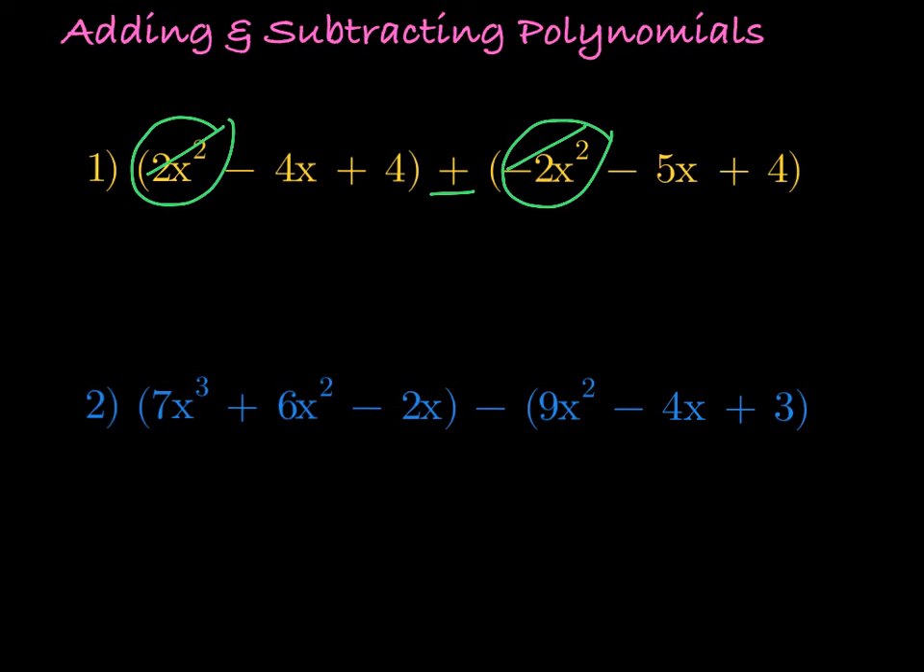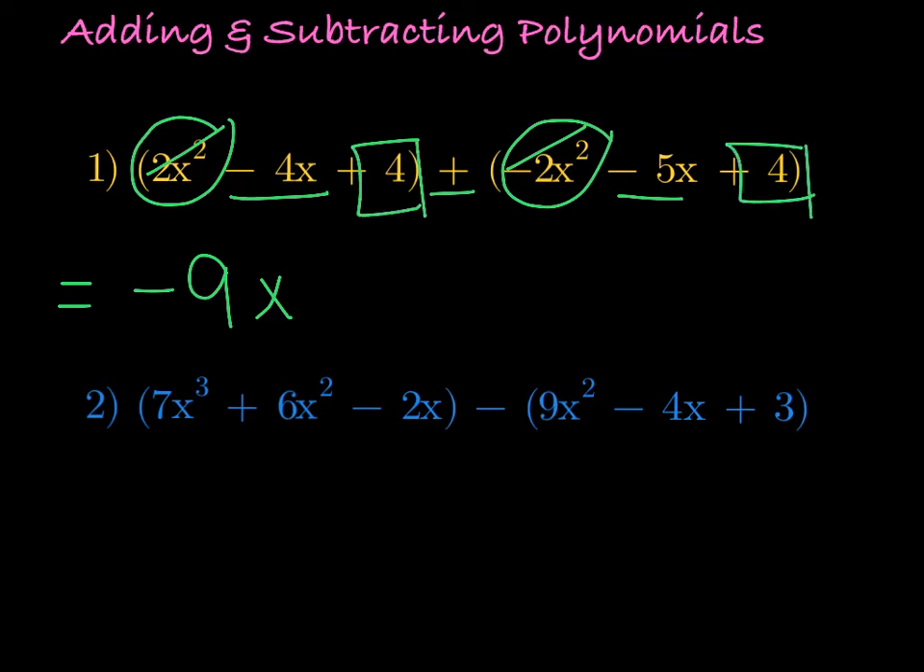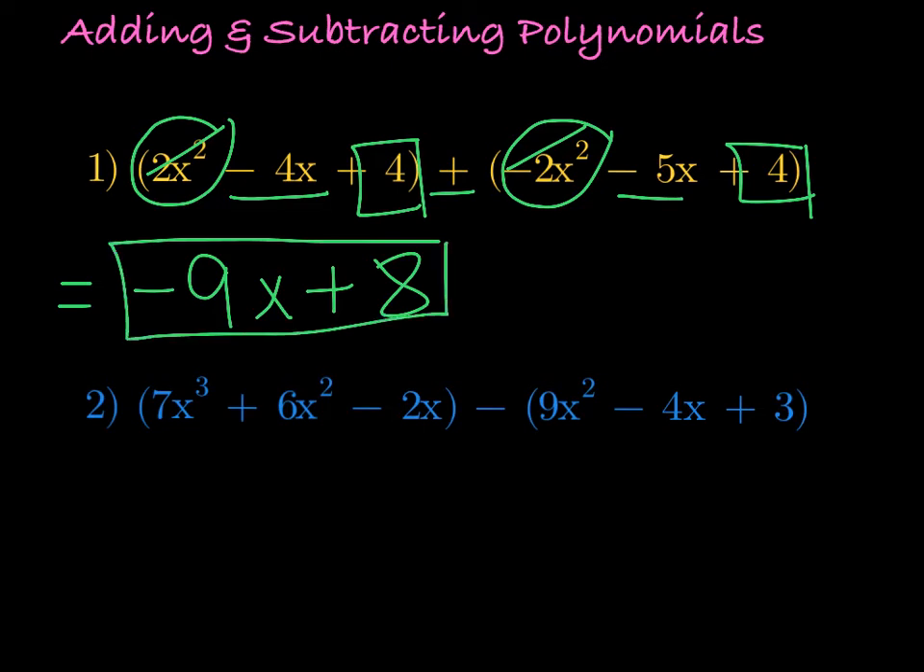You're not left with 0x squared, you're just left with nothing because it cancels out completely. Then you have negative 4x and negative 5x, that will become negative 9x. And then we have the constants 4 and 4, and that will give us 8. So negative 9x plus 8 is our final answer. The second one is subtracting, because we look at the sign in the middle.